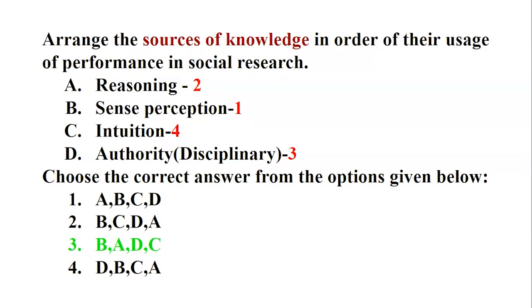We use sense perception first, then comes reasoning. Next is authority or disciplinary, and we would use intuition at last. Intuition has less importance in social science research. Sense perception is the important one, and then reason. Hope it is clear. Now let's move to our next question.